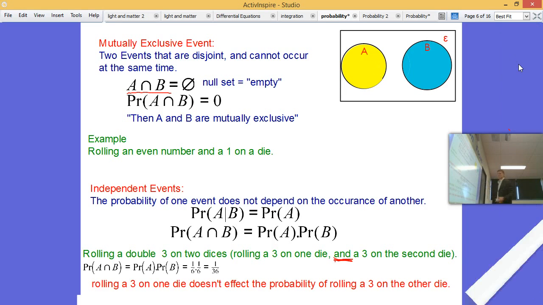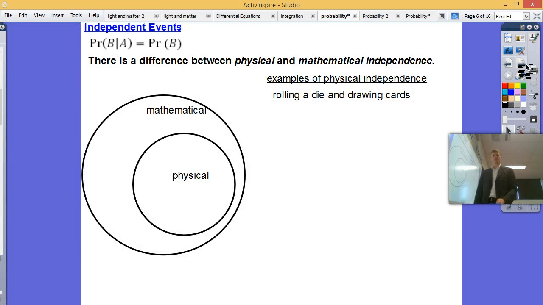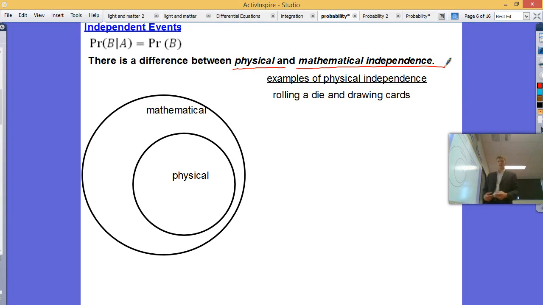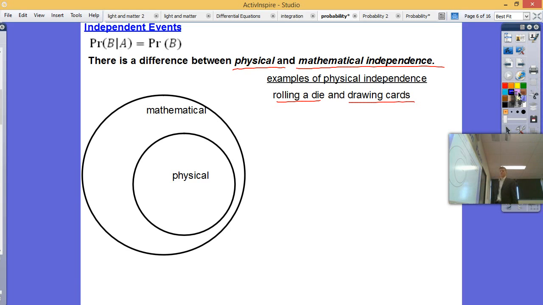But we can't always easily identify independent events because there's a difference between physical and mathematical independence. So I gave an example of physical independence, and another one is if I roll a die and draw a card. They're two separate events. They don't interact with each other. So the probabilities of getting outcomes in drawing cards are completely independent from the probabilities of getting outcomes in rolling a die. So that's an example of a physically independent event.